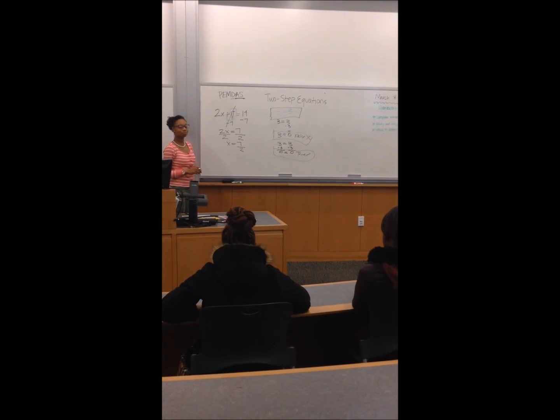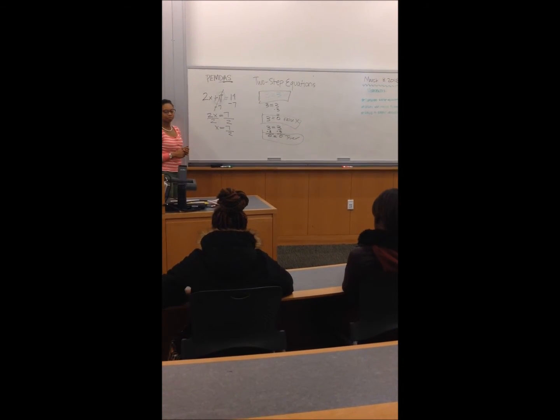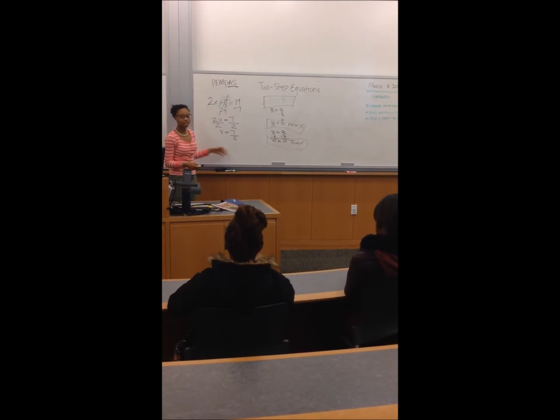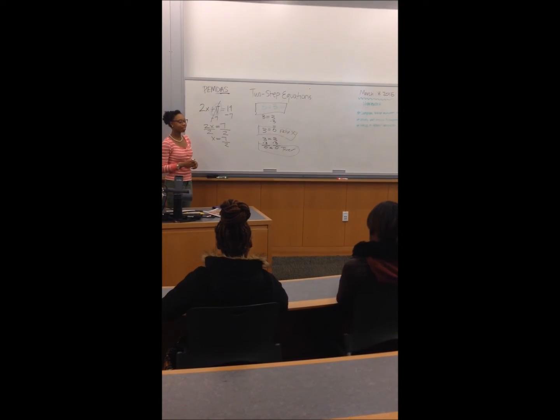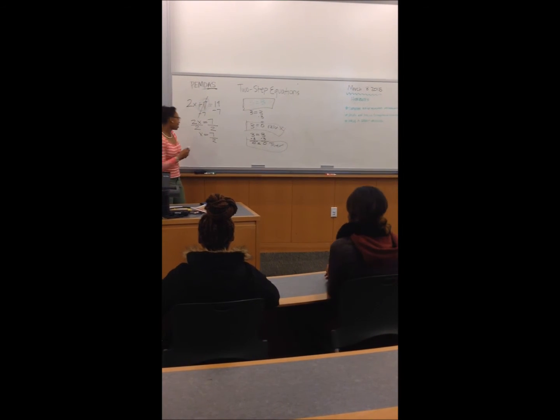Miss Walker, you just keep it at 7 halves, the fraction? You don't continue it out? No. You could change it to a decimal. It would be 3.5. So 7 halves is 3.5, right?